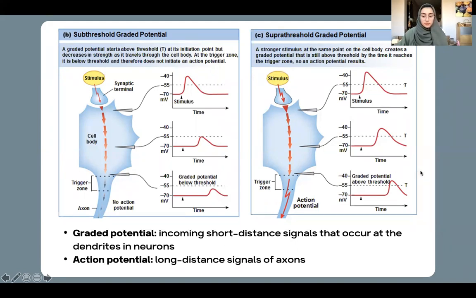Easy enough. So supra-threshold passes the threshold, action potential happens. Sub-threshold, weak stimulus, not strong enough. Can you give an example that happens in the body?